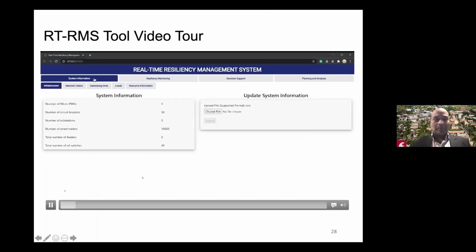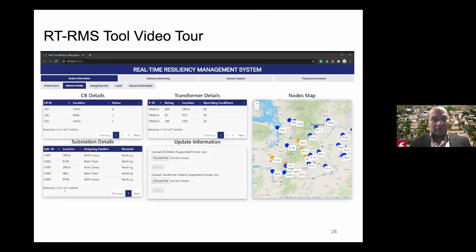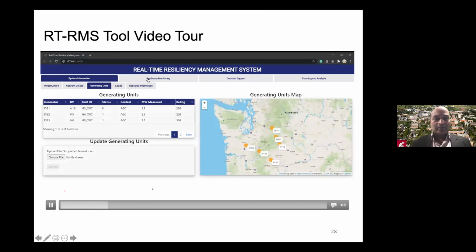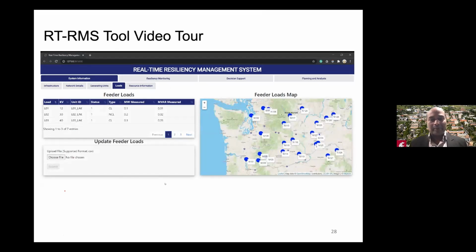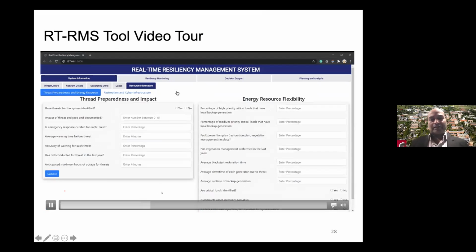There are multiple parts, as you can see. System information will be collected, very similar to EMS, which will have all the infrastructure, generators, network, and load information. We will have the other part, which is resiliency monitoring, which will basically show you the metrics that we are computing on a map. The whole goal is that the operator is able to see how the resiliency is under different threats that can happen to the system. So threat preparedness and impact.